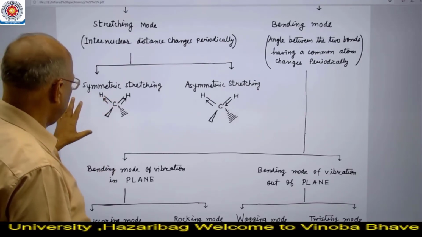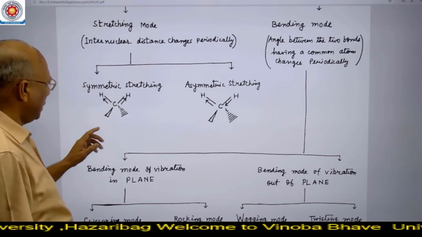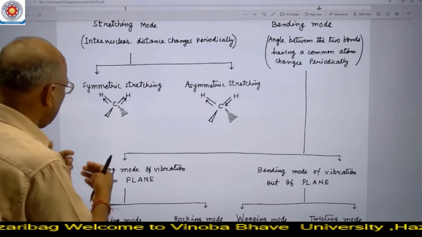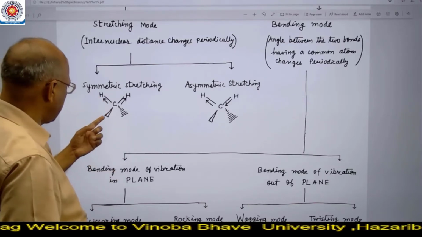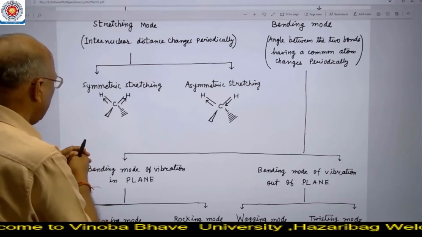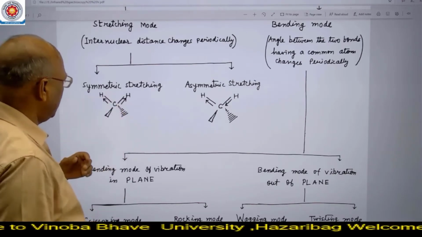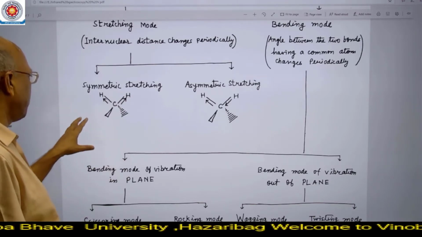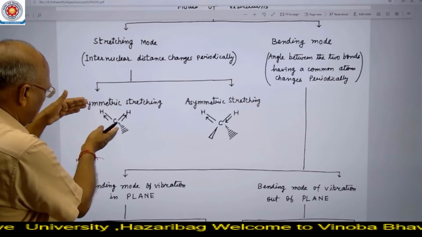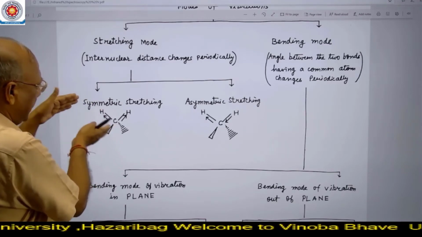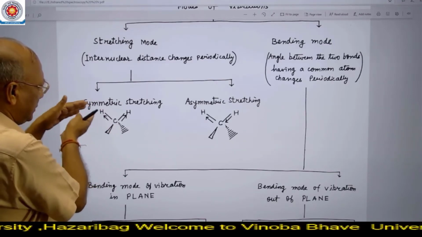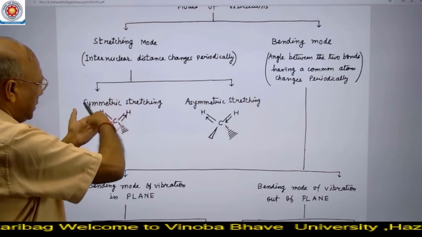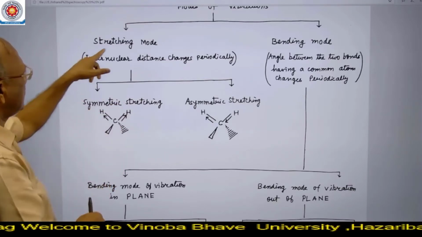These 2 bonds are in the plane of the smart board, and one is above the plane of the smart board, towards the viewer, and one is just behind the plane of the smart board. What happens if the CH bond vibrates like this, that is, the internuclear distance periodically changes? This is also vibrating like this, with the internuclear distance periodically changing. Then this is called the stretching mode.